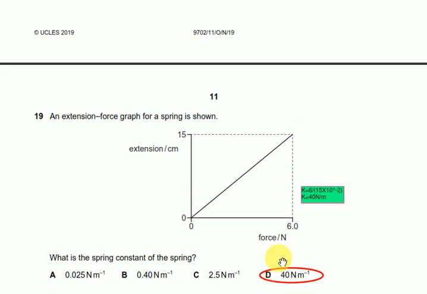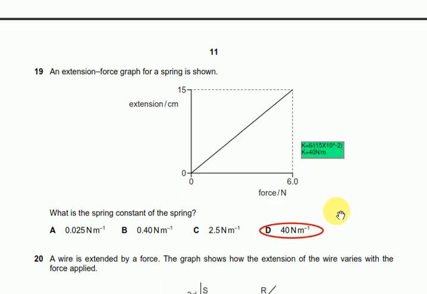Question number 19 says that an extension graph for a spring is shown. What is the spring constant of the spring? F equals k e is the formula, Hooke's law, and k becomes F over e. So F is 6 divided by 15 into 10 raised to negative 2. So this becomes 40 Newton per meter. D is the appropriate answer.